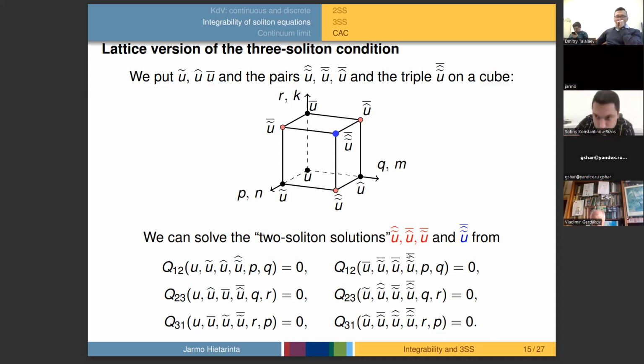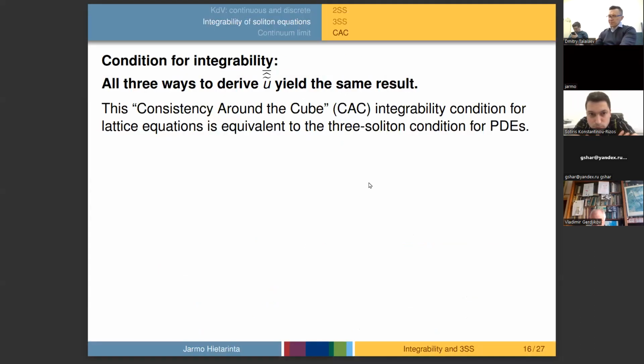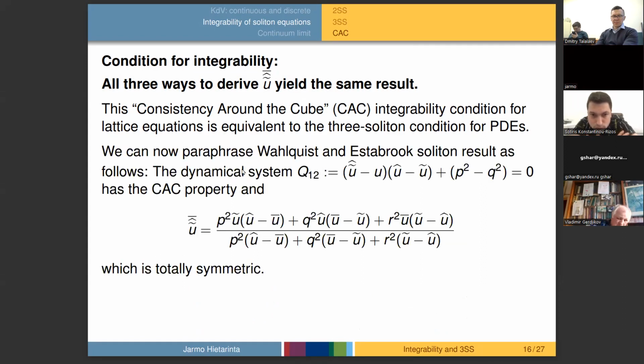And so far, it doesn't matter what these polynomials are, I can always solve these. But now the condition here is that the triple soliton should be the same one that we get here, only one kind. And this is the consistency around the cube integrability condition. So this is also a very powerful condition, similar to the three-soliton condition.